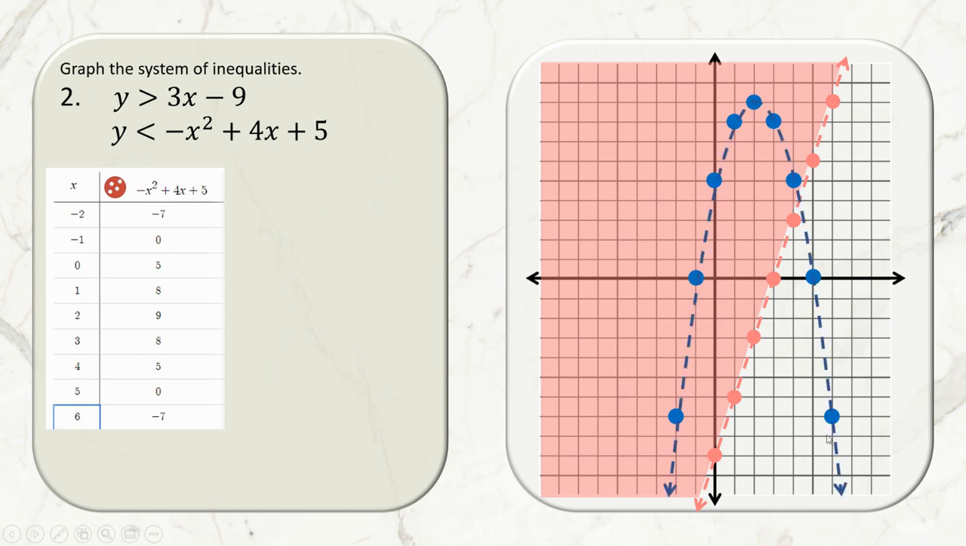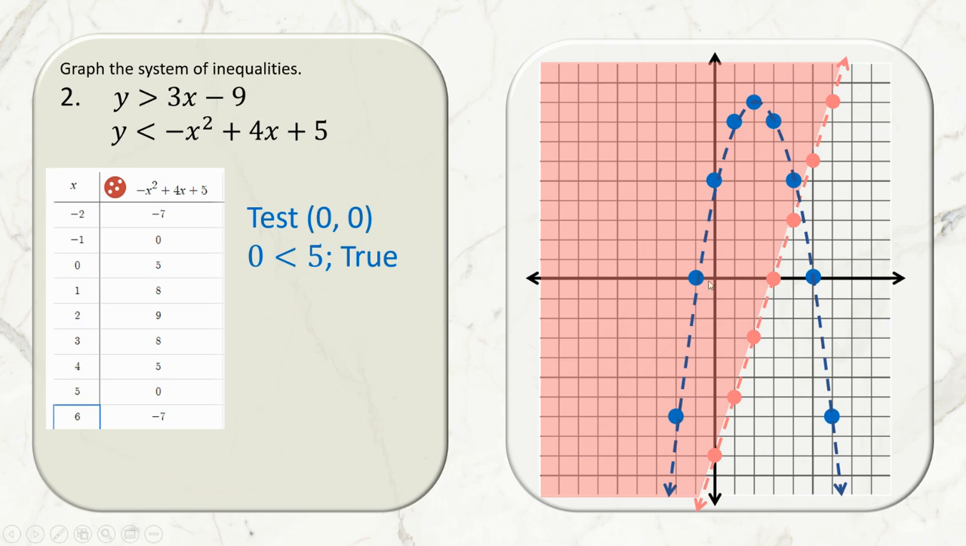Okay, now to find out which part of this we're going to shade, we could also test the point 0, 0 again. So 0, 0 is not on the line. It's right here. Okay, when we plug 0, 0 in, we get 0 is less than 5. Okay, because negative 0 squared is just 0, plus 4 times 0 is just 0. Okay, 0 plus 5 is 5. And of course, the 0 over here would just stay 0. So 0 is less than 5. That is a true statement.